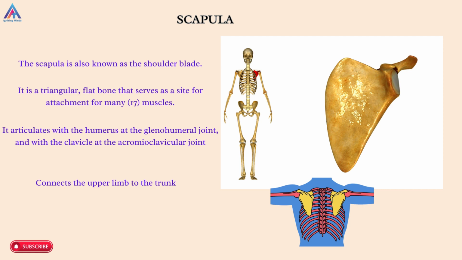Moving on to the scapula, which is also known as the shoulder blade. It is a flat, triangular bone that provides attachment sites for 17 different muscles. The scapula connects the upper limb to the trunk and articulates with the humerus at the glenohumeral joint and with the clavicle at the acromioclavicular joint.